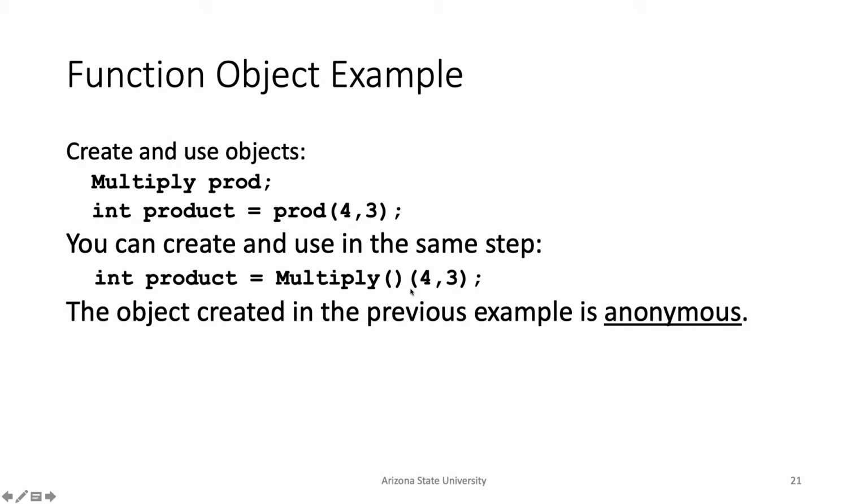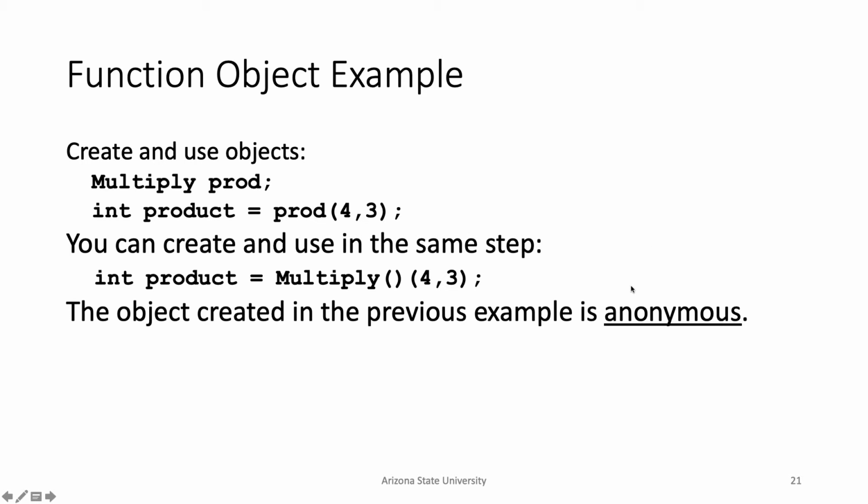It still is an object, but we didn't assign it to a variable. So here I'm calling it on something called an anonymous object. The object here is anonymous because I'm not saving it to a variable. It doesn't have a name, whereas this one up here does have a name because it's called prod.